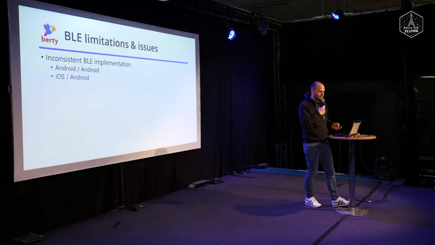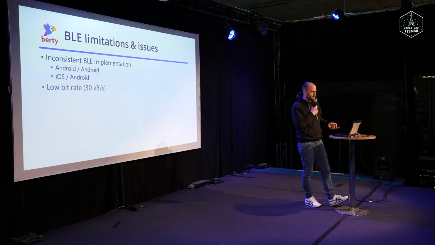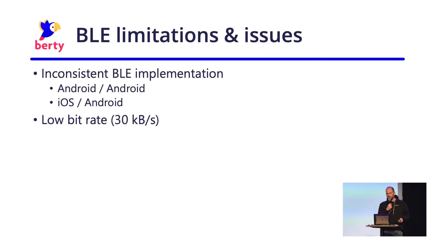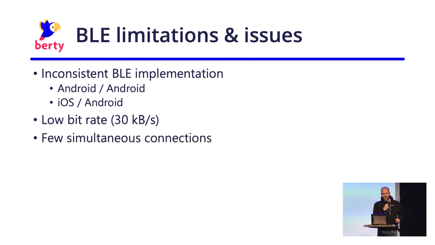Another limitation is the low bitrate, around 30 kilobytes per second. So when we use Bluetooth, we cannot exchange big photographs, just text and little pictures. The last limitation is the few simultaneous connections. So remember, it's 5 for BLE.